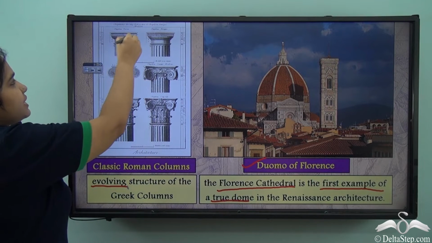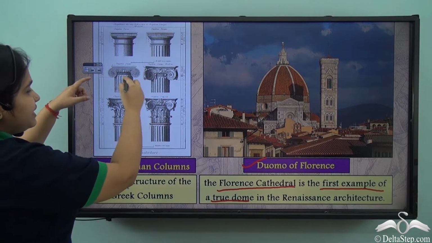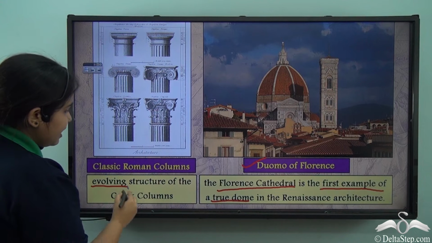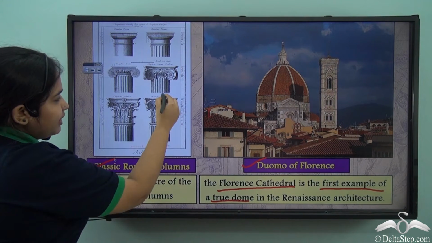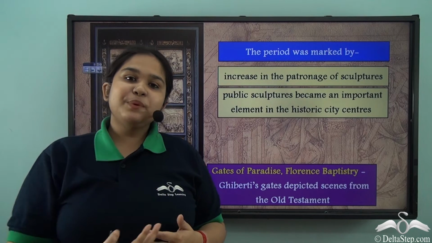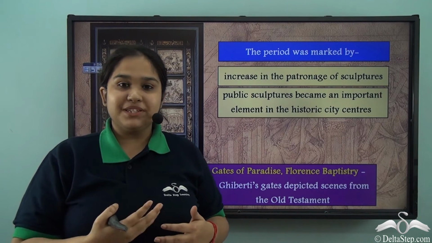So first it was a simple column, right? After that it became striped. After that it was far more ornamented. Okay, so slowly they evolved from this to the final sort of Roman columns that we see. So it was like we discussed, not only architecture which saw advancements, right?